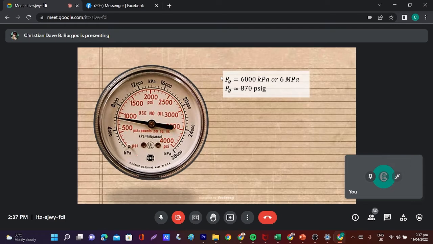Makikita po natin yung indicator nasa gitna ng 4,000 kilopascal and 8,000 kilopascal. Since by 4 po yung measure dito, nasa gitna po nila is 6,000 kilopascal po or 6 MPa.